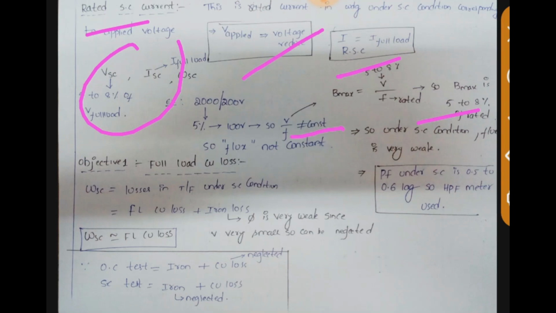See, under the open circuit test, only no load current is flowing, so copper loss is neglected. In the short circuit test, only 5 to 8% voltage is applied, the voltage is less, so we are neglecting the constant losses here. Hope you have understood. The first objective is to find the full load copper loss. The wattmeter reading itself shows the full load copper loss. Hope the first objective is met because iron loss is less. In the open circuit test copper loss is neglected, and in the short circuit test iron loss is neglected.